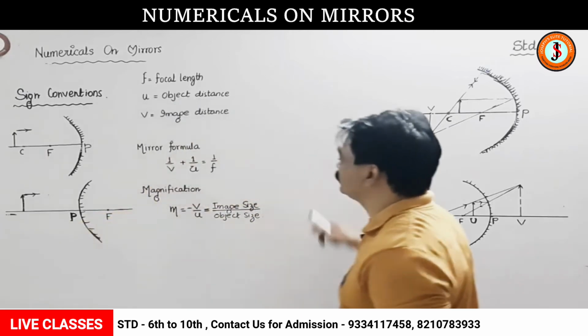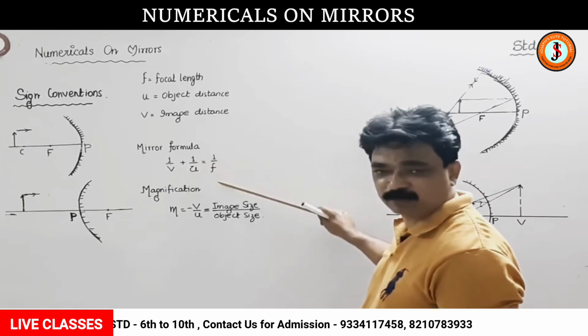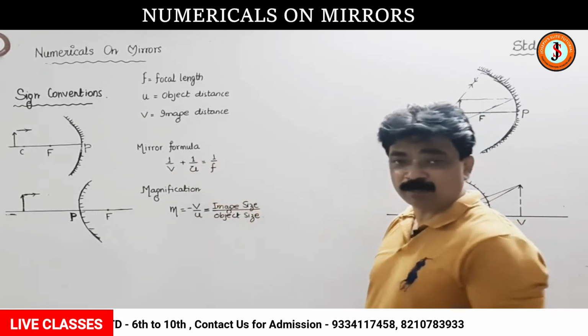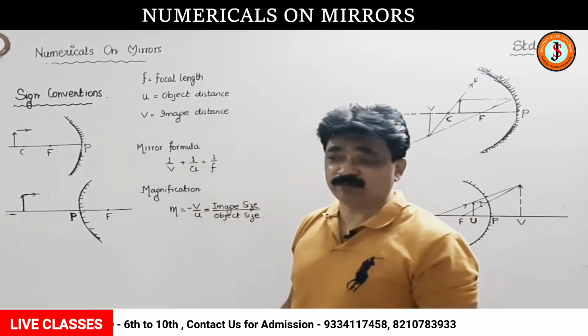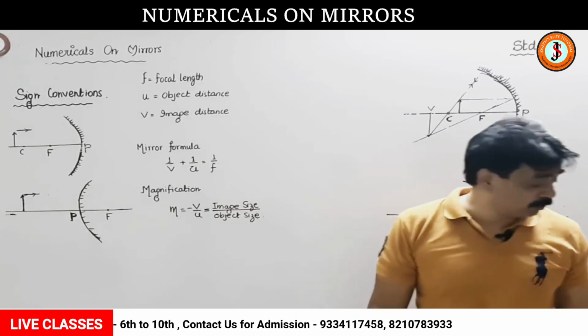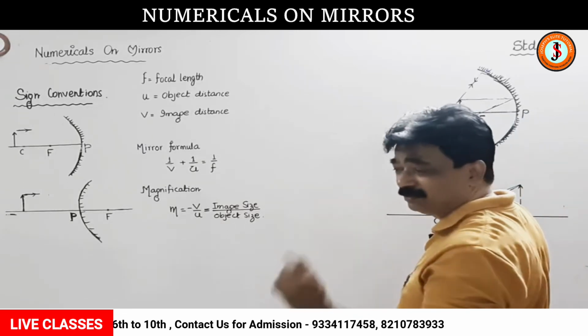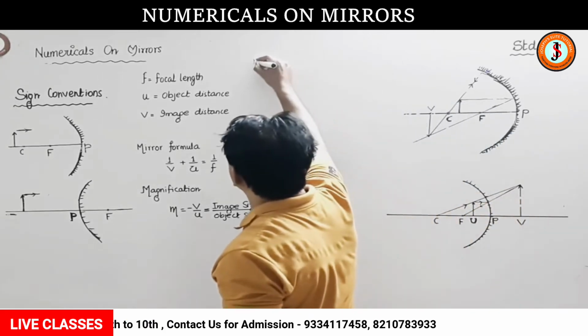Now there is a relationship, the mirror formula: 1 by V plus 1 by U is equal to 1 by F. And the magnification formula is minus V by U. I am not teaching you magnification now, I will teach it through the numerical. So I am putting one numerical over here. I will take this incident first in the form of a number. I am writing question 1.